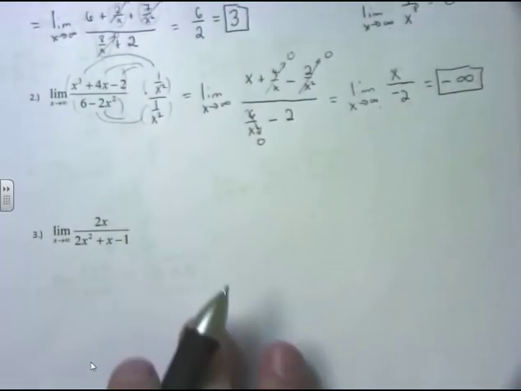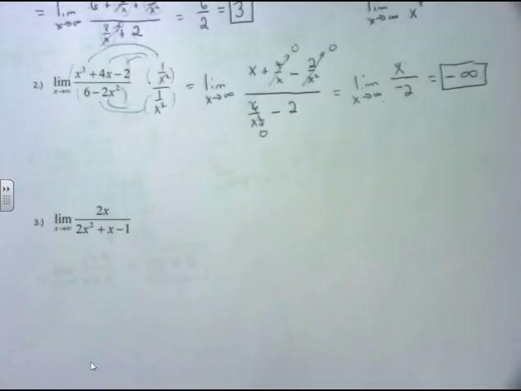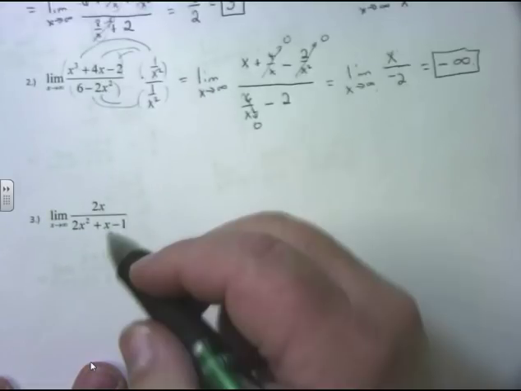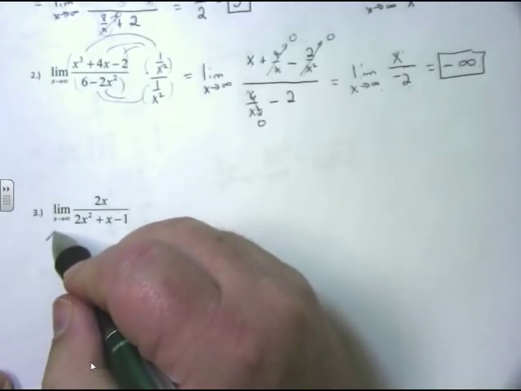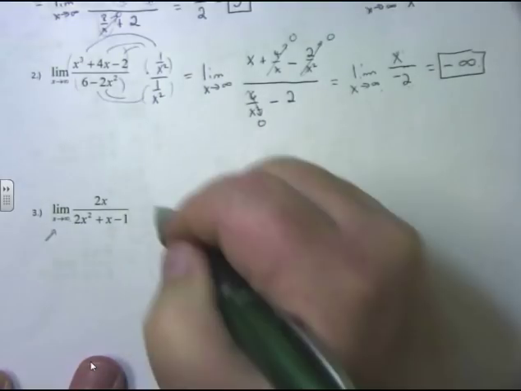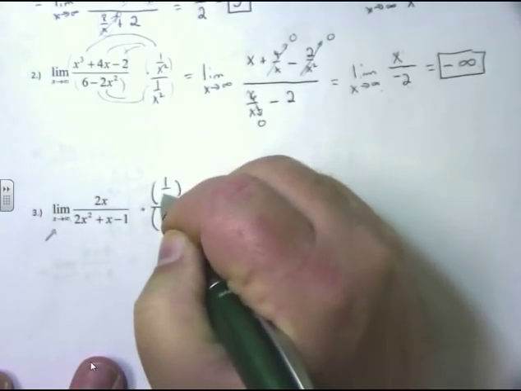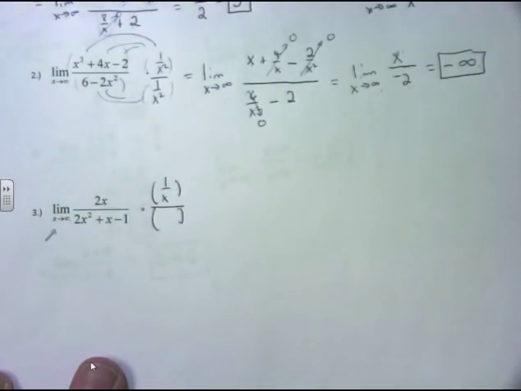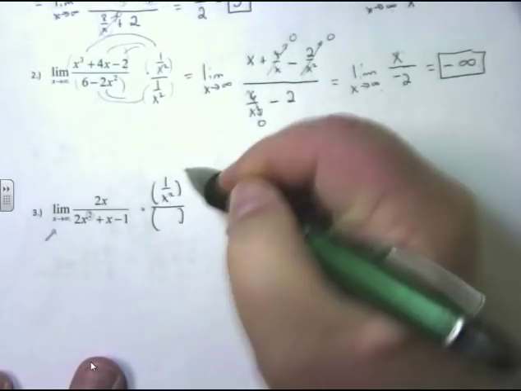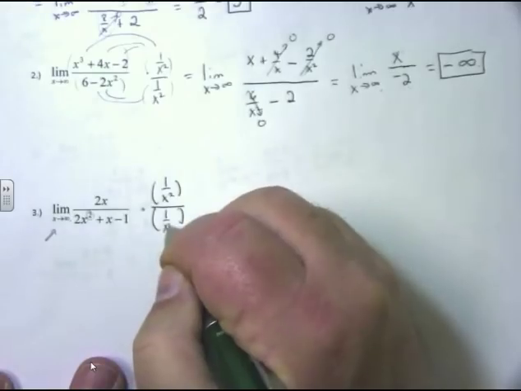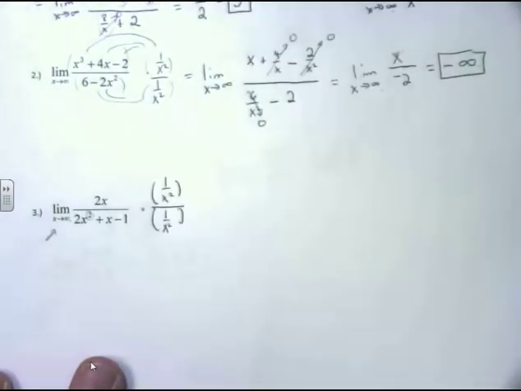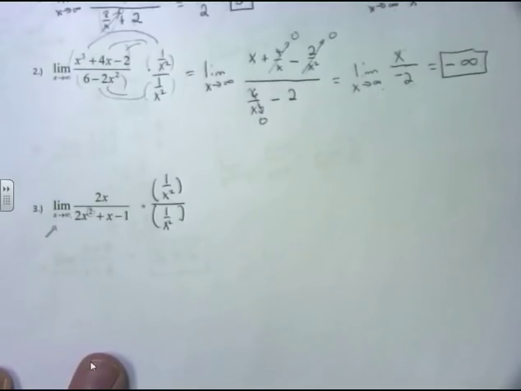Take the limit as x approaches infinity of 2x divided by 2x squared plus x minus 1. Again, because we're doing a limit as x approaches infinity here, I'm going to multiply both the numerator and the denominator by 1 over x to the degree of the denominator. Once again, the degree of the denominator, being polynomials, is a 2. So I'll multiply both the numerator and the denominator by 1 over x squared. In all my examples, the degree of the denominator happened to be 2, but that doesn't always work. It's just in these examples I made up.